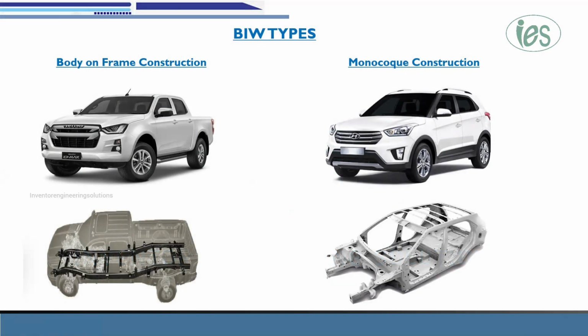Based on the construction of the vehicle, it is classified into two major categories: body on frame construction and monocoque construction. In body on frame construction, the complete upper body and the closure systems are integrated or pinned with the underbody structures with the help of a ladder platform.